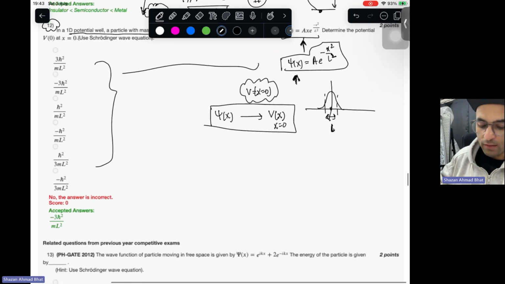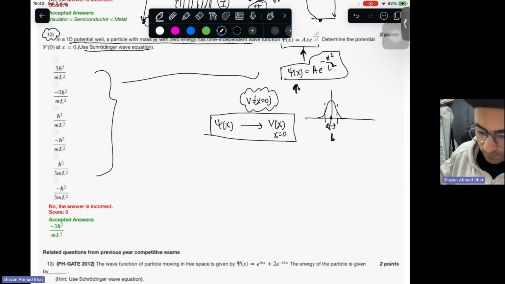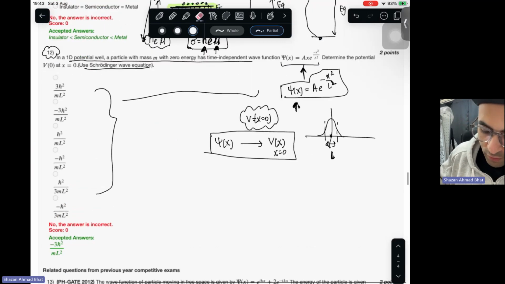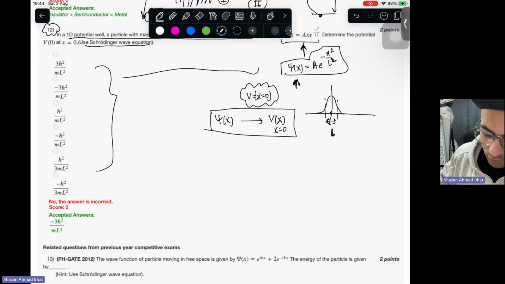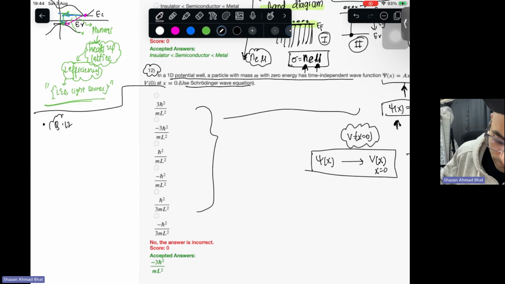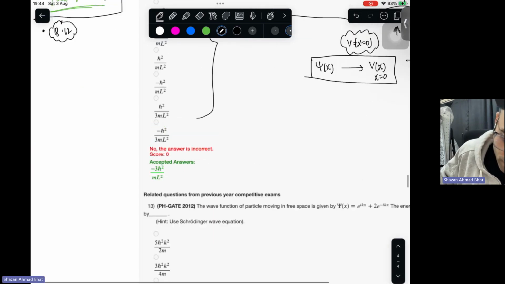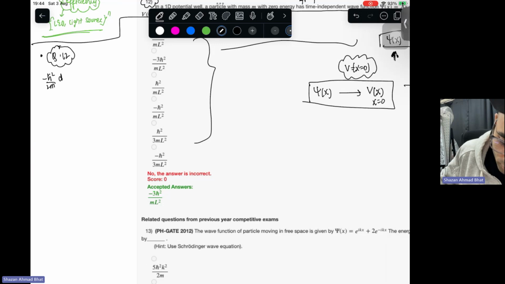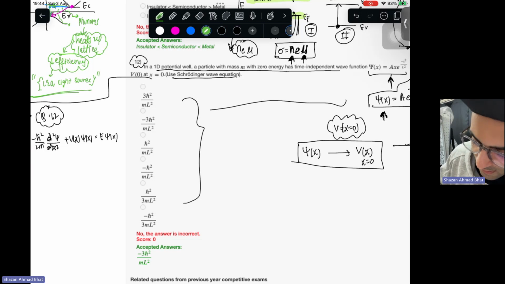We have to use the Schrodinger equation as per the question. Let's solve it here. This is question 12. The Schrodinger equation is minus h bar squared by 2m, d squared psi over dx squared, plus V of x psi of x equals E psi of x. What we are given is a particle of mass m with zero energy. That means E is equal to zero.